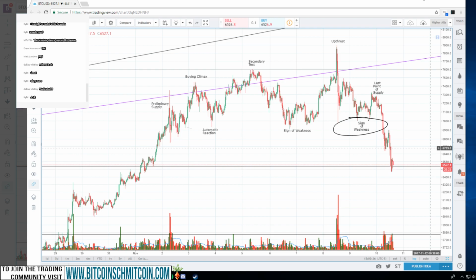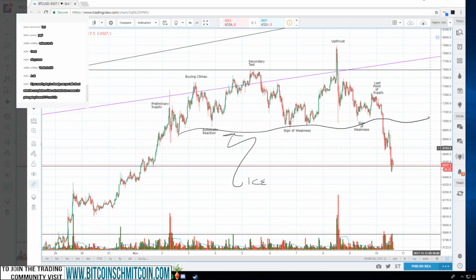And then this followed the sign of weakness, obviously, and now we just broke out of the last point of supply somewhere in the wee hours of the morning last night, once we broke down through 7,000. Wyckoff describes this as a wavy line of support. This is called the ice, and this action right here is the breaking of the ice. You can imagine that during the distribution phase, we're skating along an icy lake, barely being supported, and then eventually we break through the ice. And now that's what we're seeing: this aggressive move downward.